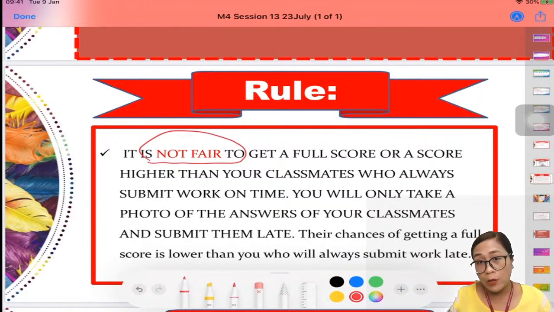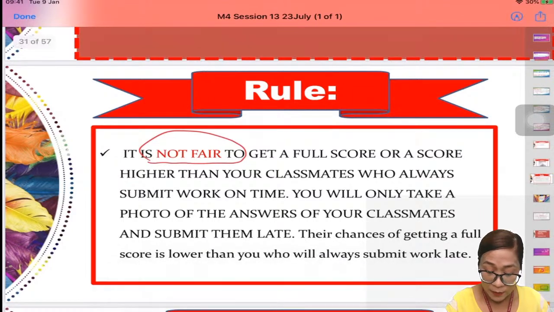While how about you, who always submit your work late, on Wednesday, Thursday, Friday of the same week, you're late. So nowadays it's easier for you to copy, like you send the work in your Line group, you take a photo, that's it. So it's unfair to those who always submit the work on time. So again, if you are late, you will only get half, starting 21st of July, half of the full score. So I hope that you understand this rule.